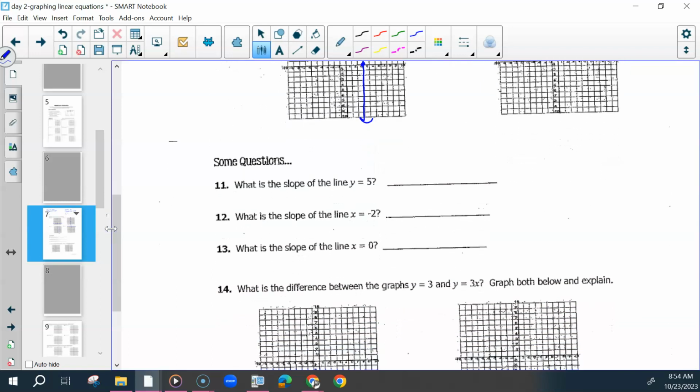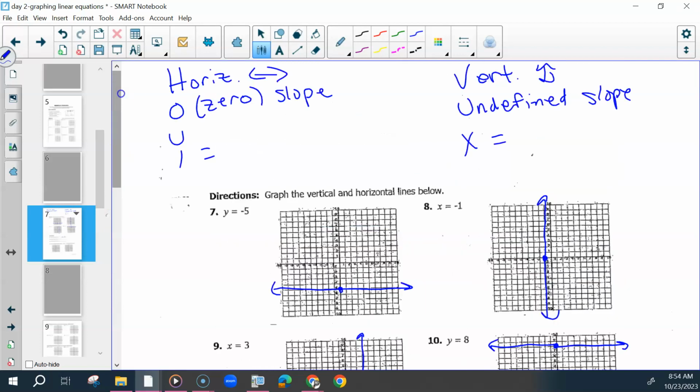And then we're going to think back to slope for a second, so that we're connecting our slope with our graphs. What is the slope of the line y equals 5? 0. Horizontal lines have 0 slope.